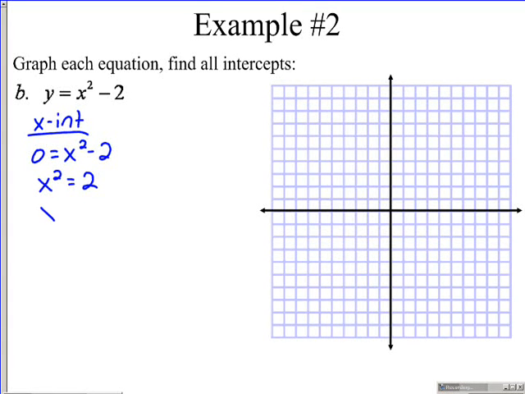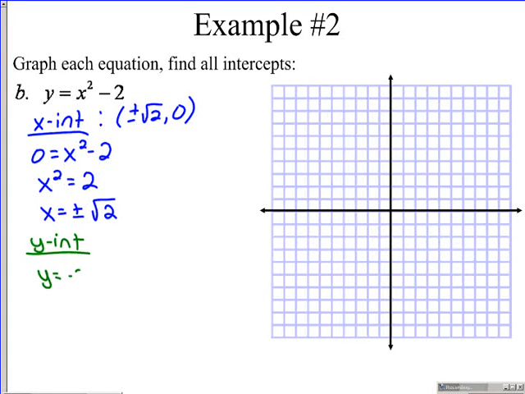From here, take the square root of both sides. Don't forget to consider the positive and negative square root. We have two x-intercepts at plus or minus root 2 and 0. Y-intercept. We put 0 in for x, and we're simply left with y equals negative 2. So we have the ordered pair 0, negative 2.